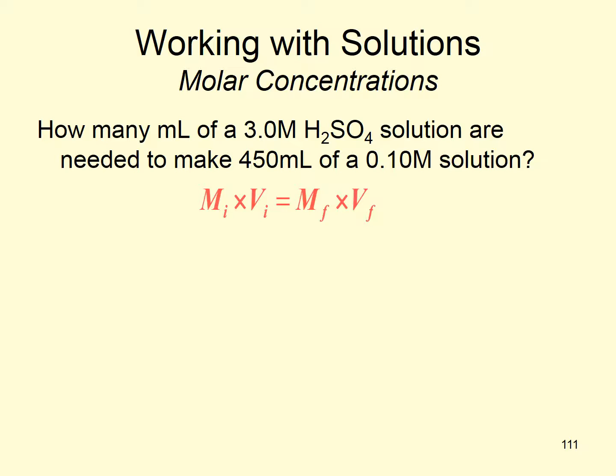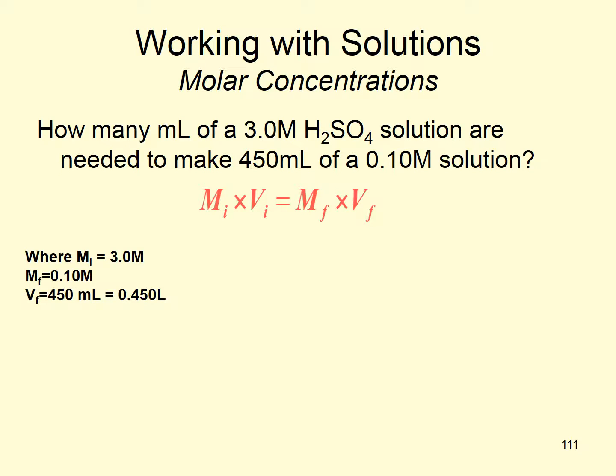So you can see here we want to make 450 milliliters of a 0.1 molar solution. Those happen, in this case, to be our final volume and our final concentration. But as long as you put them on one side of the equation, you're good. And so we want to know how much of a 3 molar solution, so those two should go on the same side of the equation.